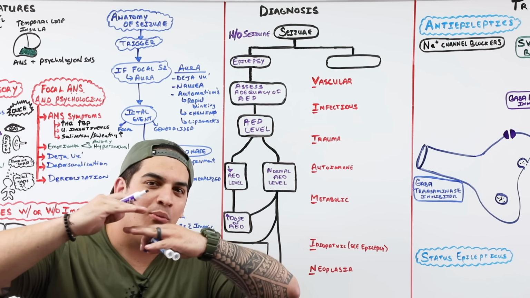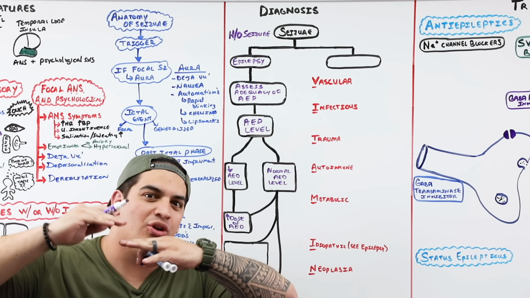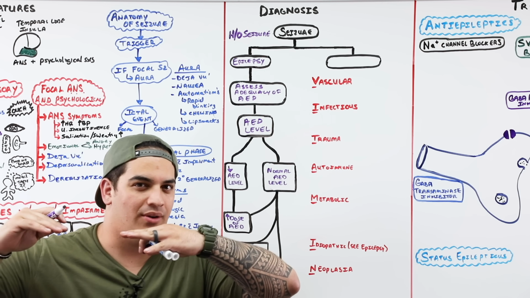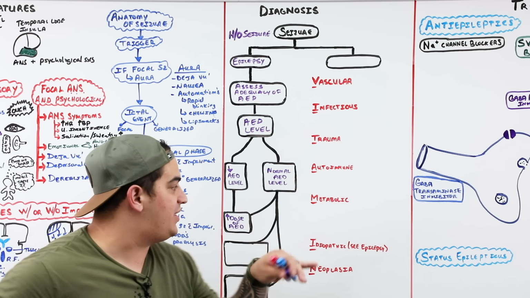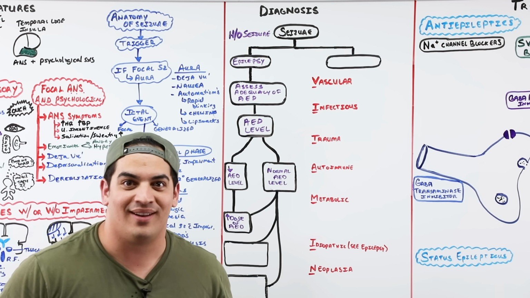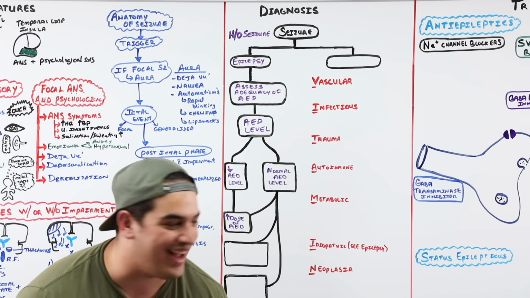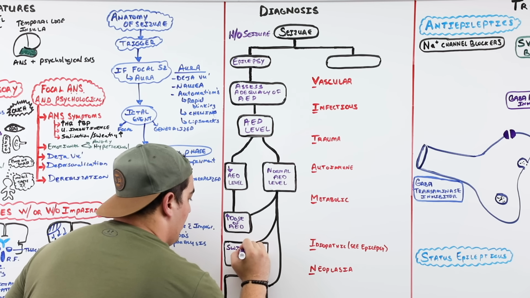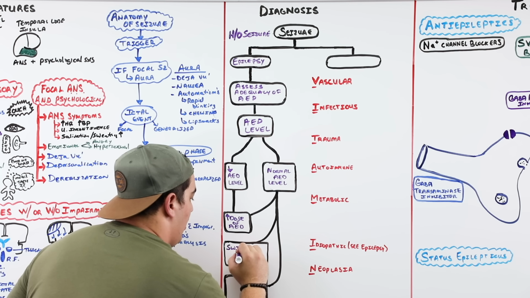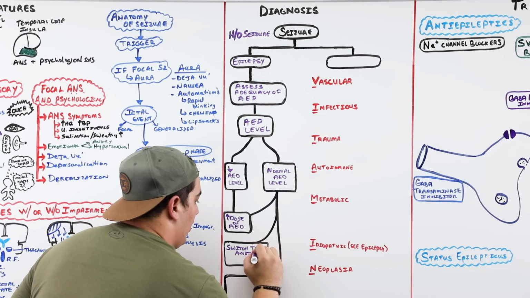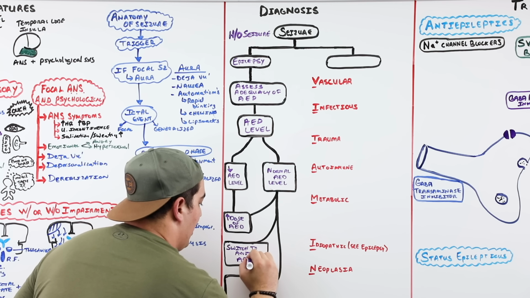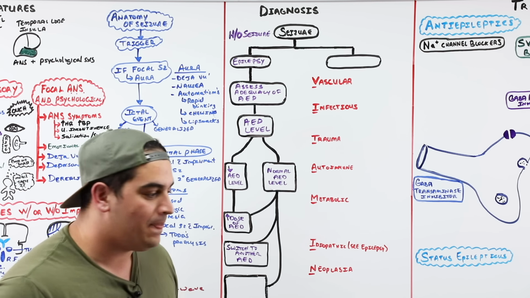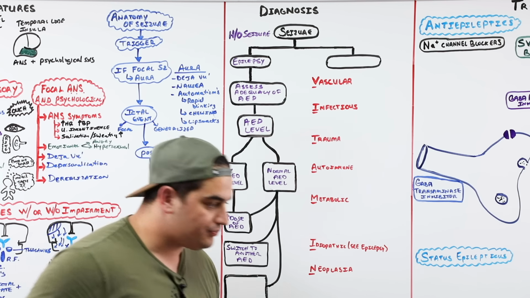If you're at a normal AED level and maybe you're close to the maximum dose and there's no point in increasing the dose of that AED, what would you do? Switch the anti-epileptic drug. So switch to another anti-epileptic drug. Okay? That is the important thing to remember.